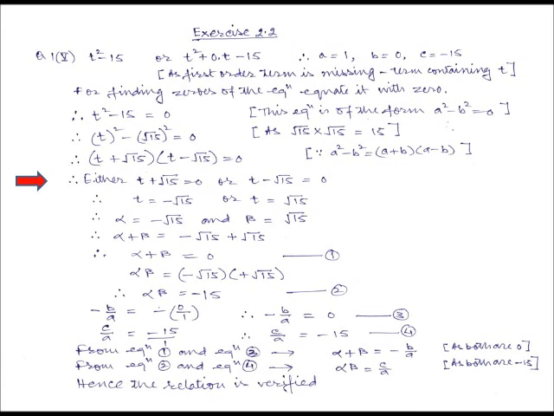By taking t plus under root 15 is equal to 0, we get t is equal to minus under root 15. And by taking t minus under root 15 is equal to 0, we get t is equal to under root 15. Therefore, alpha is equal to minus under root 15 and beta is equal to under root 15.